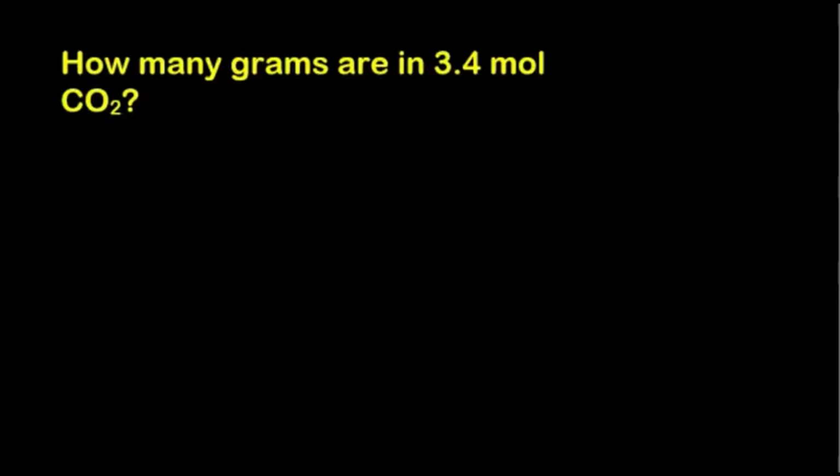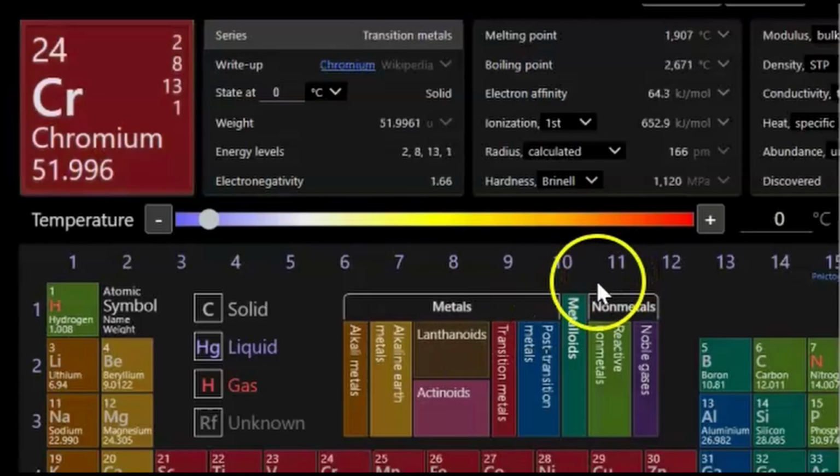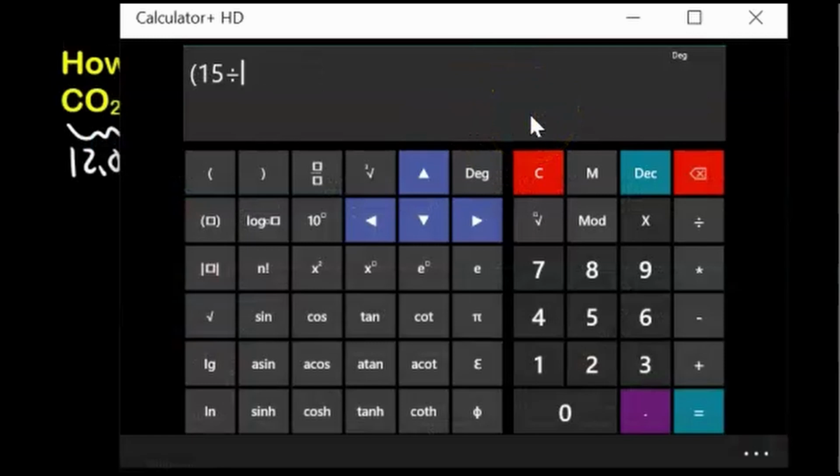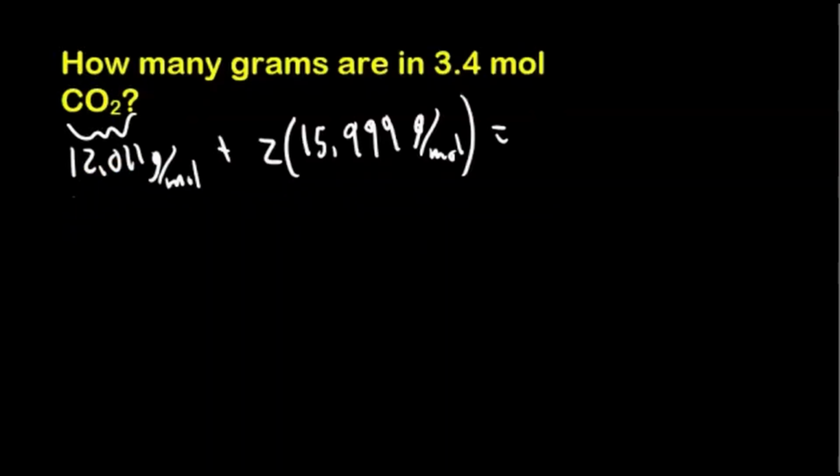So to get the molar mass of that, we would say it's 12.011 grams per mole for the carbon, plus 2 times 15.999 grams per mole. That equals, I think it's 44.0. Keep going to the periodic table. So 12.011 plus 2 times 15.999 is 44.009.